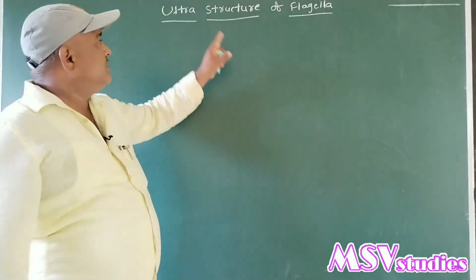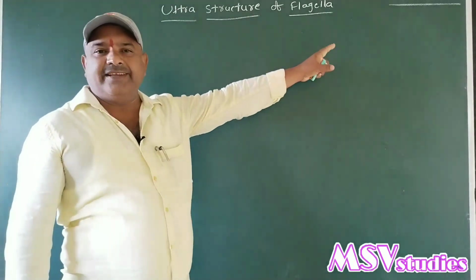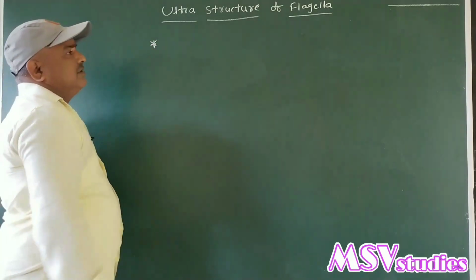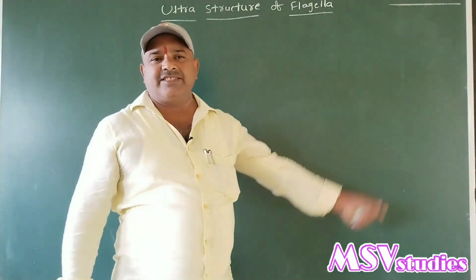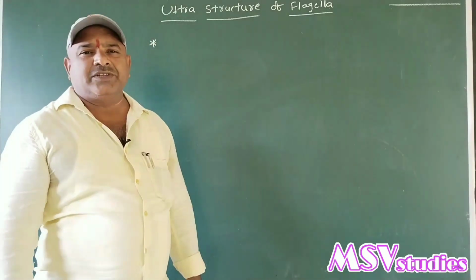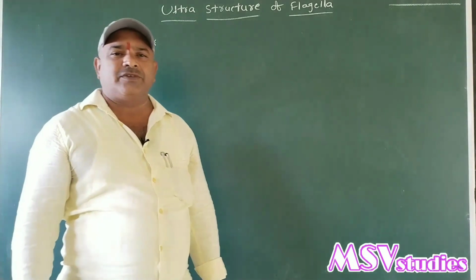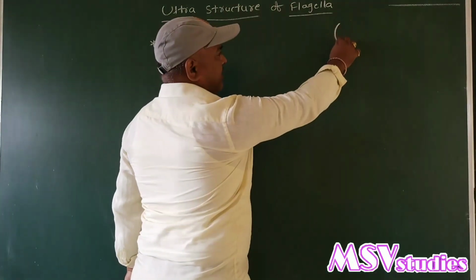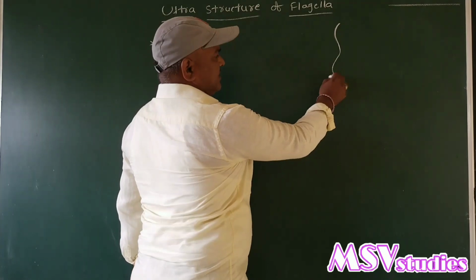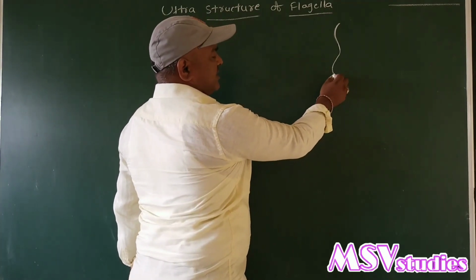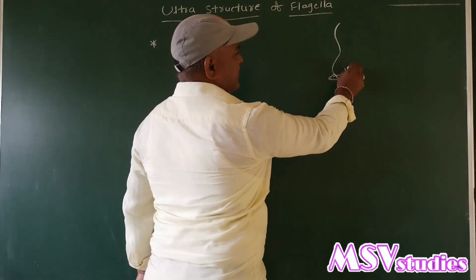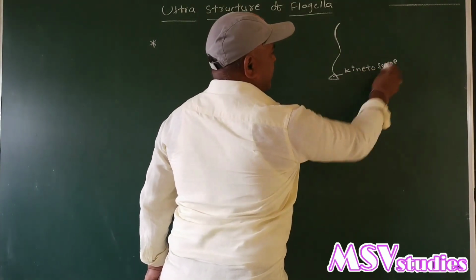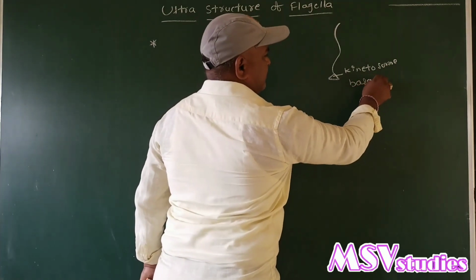Today we are discussing the ultrastructure of flagella and cilia. In our last class we discussed the flagella. It is a locomotor organ in Mastigophorans of protozoans. The flagellum is a long whip-like structure. It originates from the kinetosome or basal granulae.